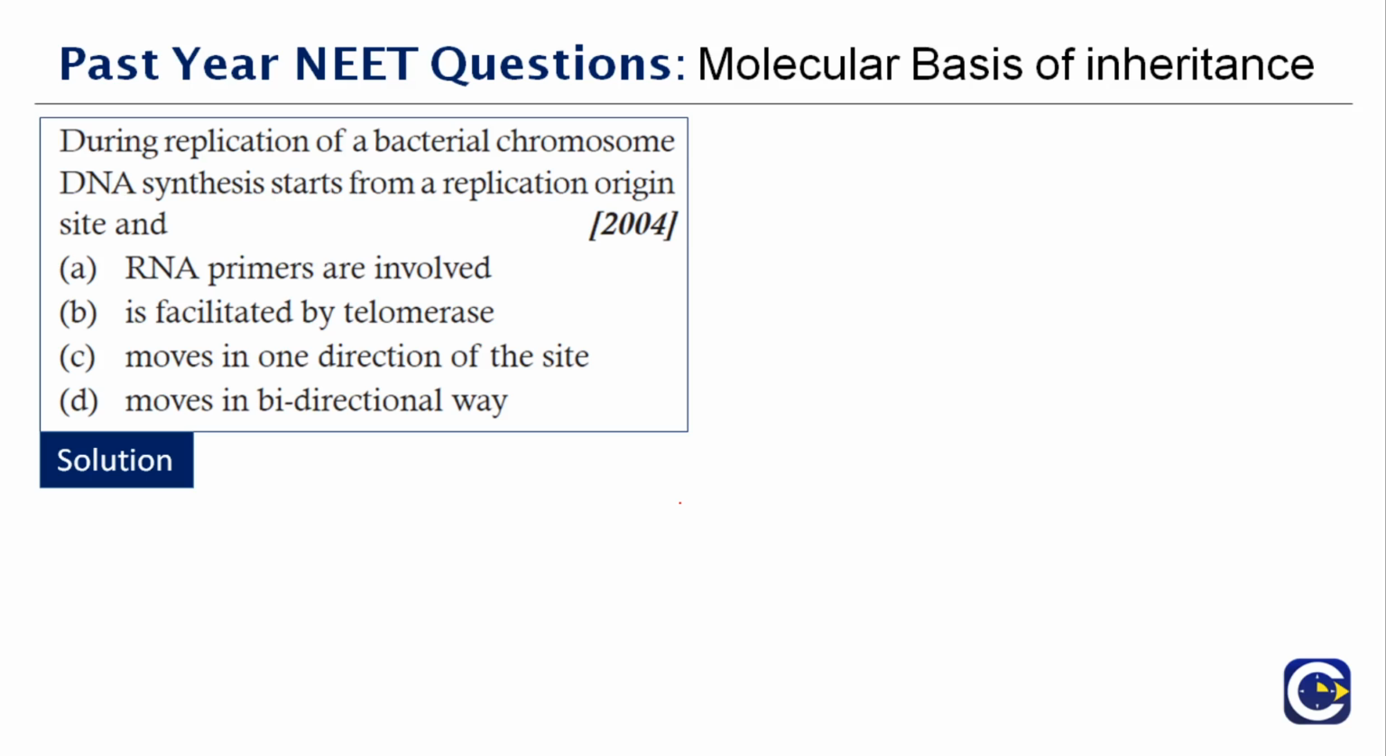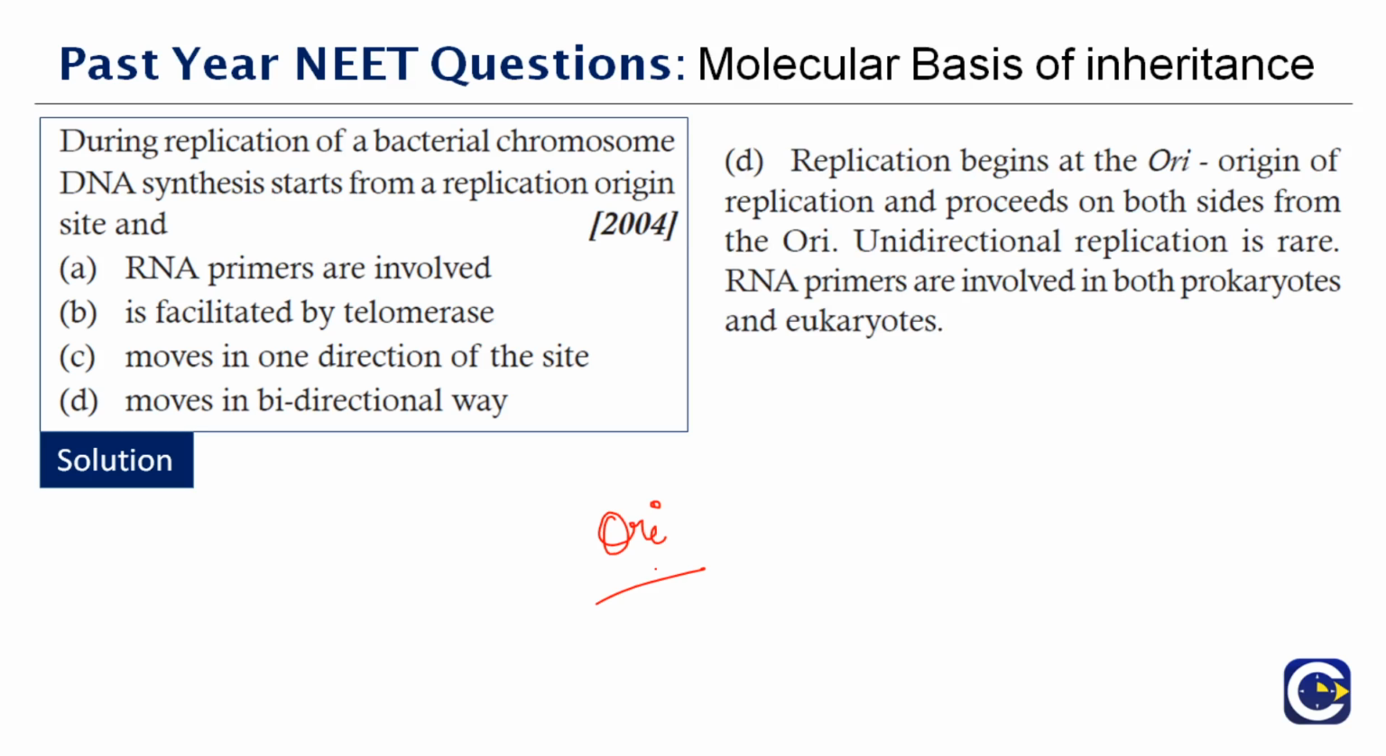DNA synthesis starts from the replication origin site, and it moves in a bidirectional way. Replication begins at the site called the ORI site, the origin of replication, and it proceeds on both sides of the origin of replication. Unidirectional replication is very rare. RNA primers are involved in both prokaryotes and eukaryotes. So therefore the right answer is option D.